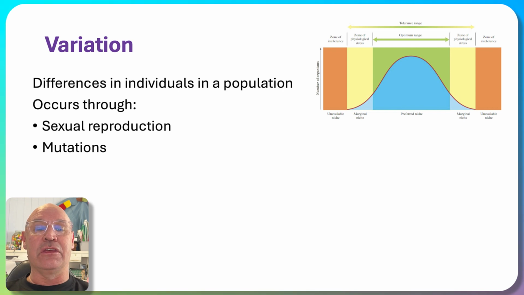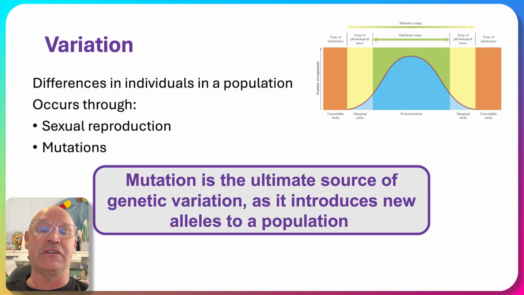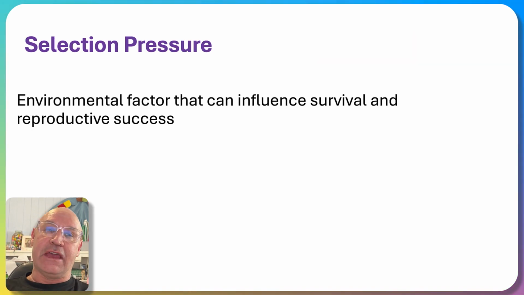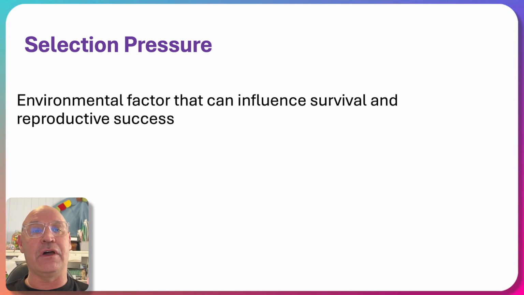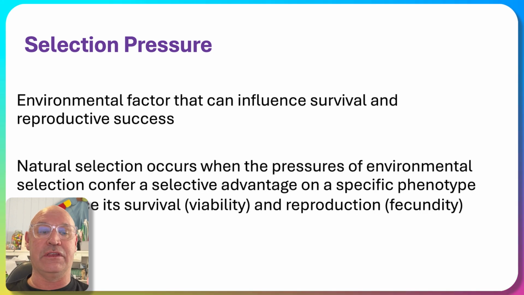How does variation occur? Well, of course, it occurs through sexual reproduction with independent assortment, crossing over and recombination, and of course, random fertilization. But mutations are really important because it's only mutations that actually are the source of new alleles into a population. So if that's variation, selection pressure there is environmental factors that can influence the survival and reproductive success of an organism.